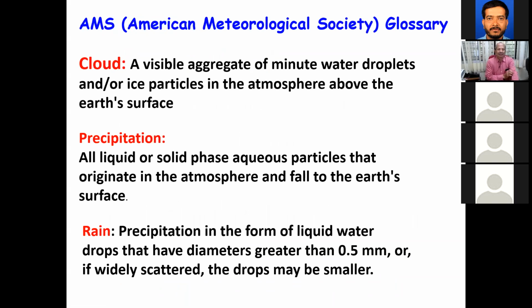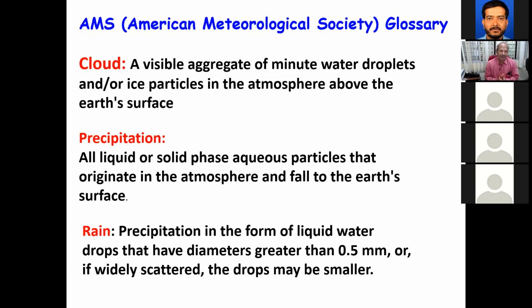When you look at the American Meteorological Society's glossary and search for cloud, this is what appears on their webpage. Cloud is a visible aggregate of minute water droplets and/or ice particles in the atmosphere above the Earth's surface. Remember that ground fog is not included as part of a cloud in the AMS glossary, that is one. And second is that there is a clear distinction between cloud and precipitation.